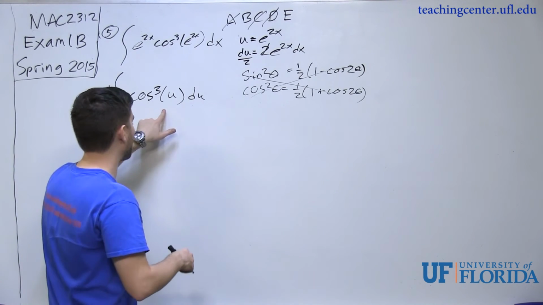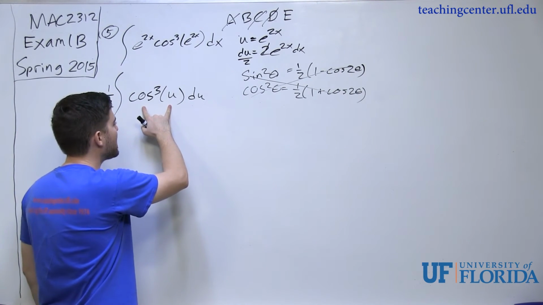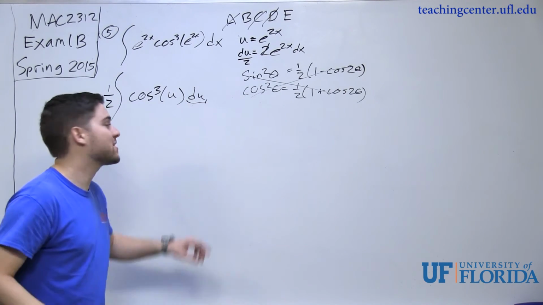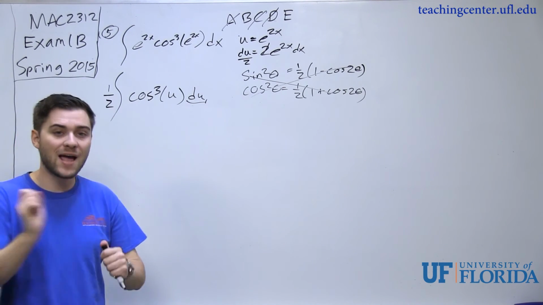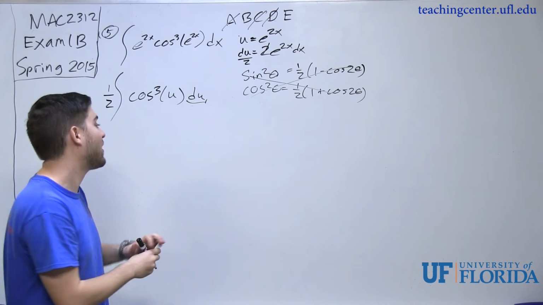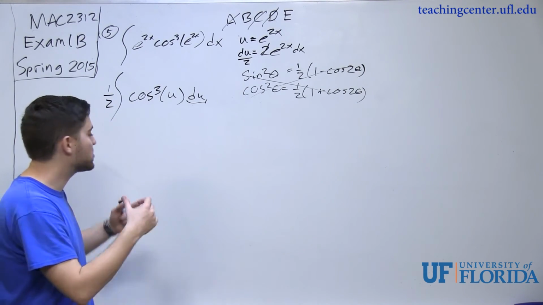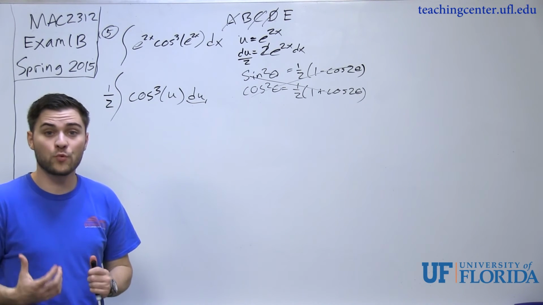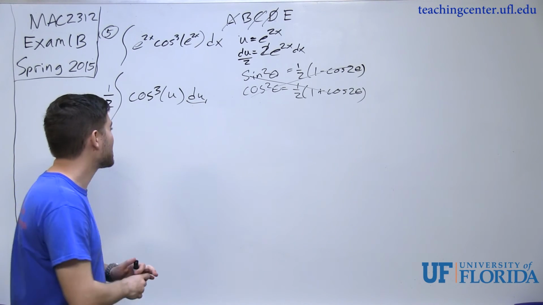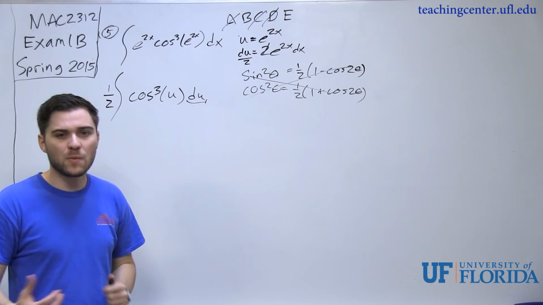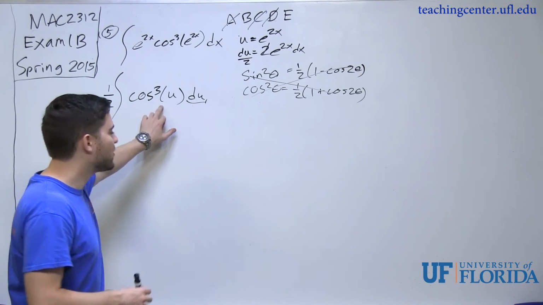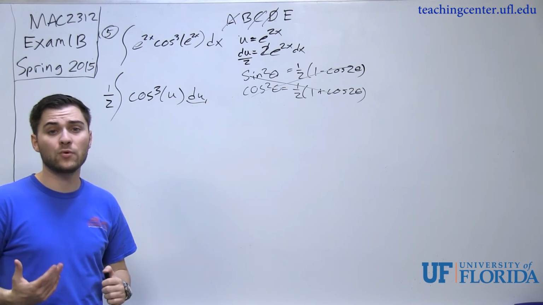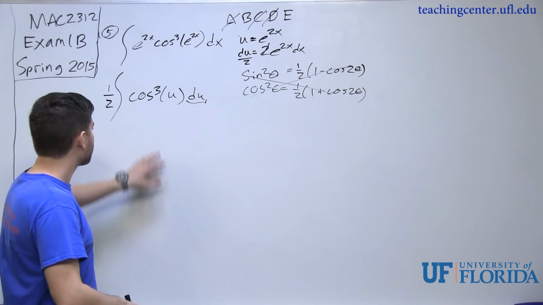I guess I could if I really wanted to, but this would have to be my u term, and this would have to be my dv term, because I can't derive du. I would have to have an x term, or I would have to have a u term in here. So if it was u times cosine cubed of u, then integration by parts would work really well. But in this case, because I'm missing an extra u term, integration by parts doesn't really work so well. If I try to differentiate this term, it's just going to become more and more complicated over time, and we're not really going to arrive at an answer.